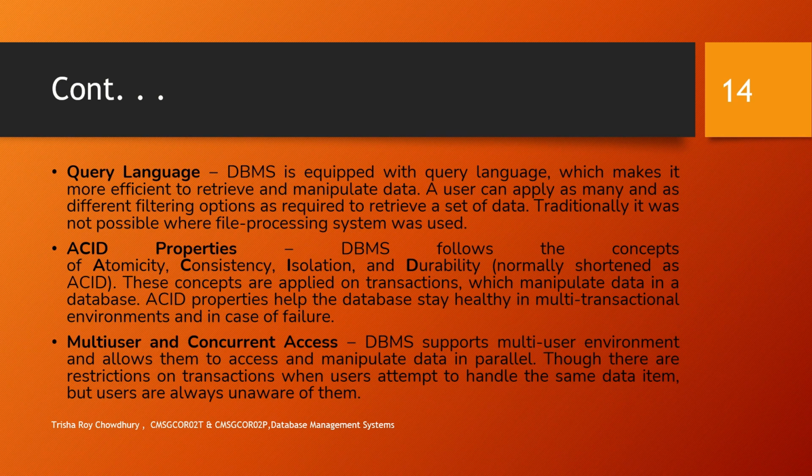Next comes ACID properties. DBMS follows the concepts of atomicity, consistency, isolation and durability, normally shortened as ACID properties. These concepts are applied on transactions which manipulate data in a database. ACID properties help the database stay healthy in a multi-transactional environment and in case of failure.